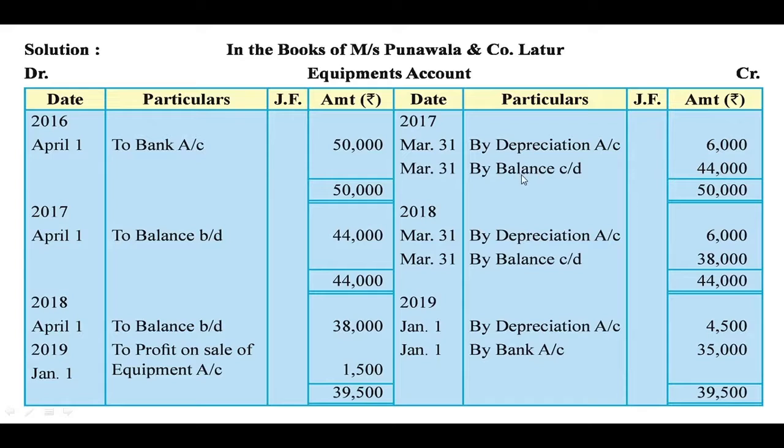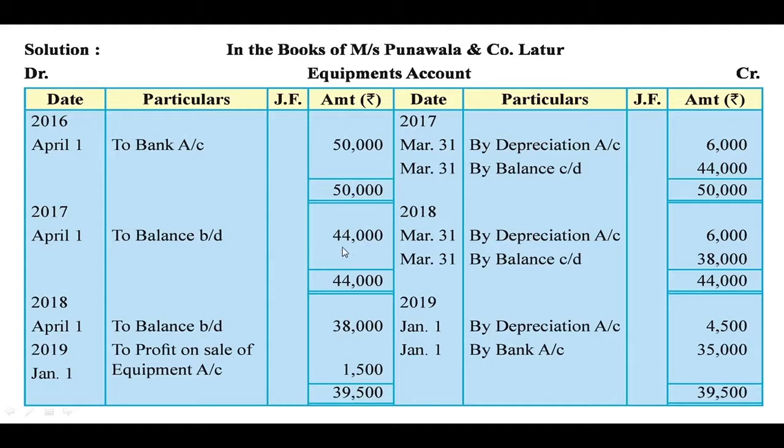Since this is the closing balance, we write CD here, and the amount is rupees 44,000. This closing balance will become the opening balance in the second accounting year. To balance brought down. For the opening balance, we have to write BD. And the date is 1st April 2017. So our next accounting year starts on 1st April 2017. To balance brought down rupees 44,000.